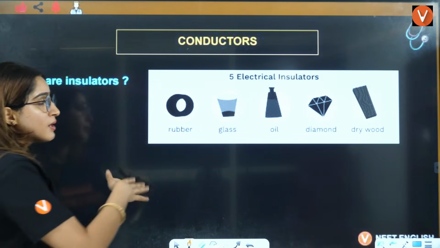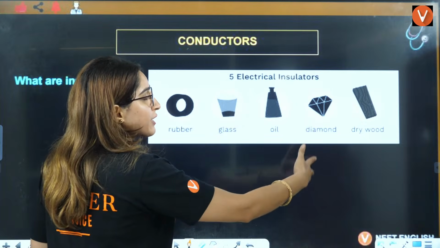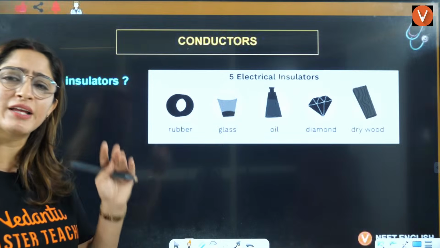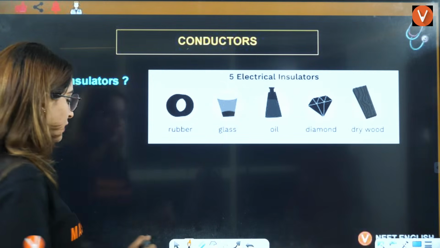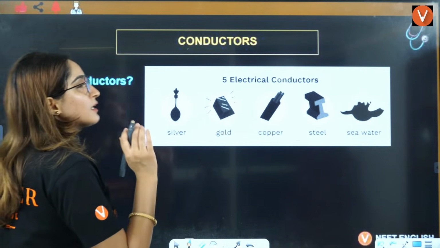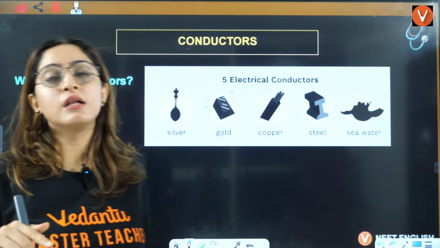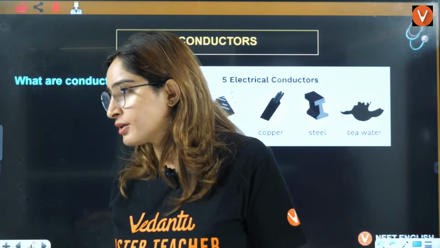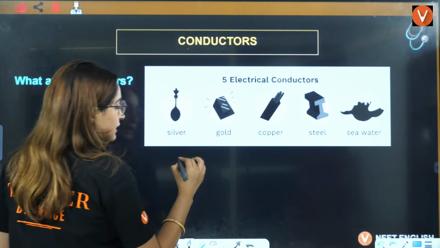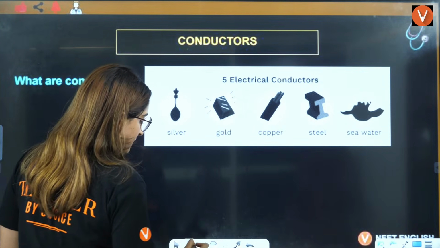Like you have rubber, glass, oil, diamond, dry wood. These are the insulators that we have. They will not allow electricity to pass through them. Now, if you remember, there is a non-metal which is also a very good conductor, right? Any idea on that non-metal? That non-metal is carbon, okay?